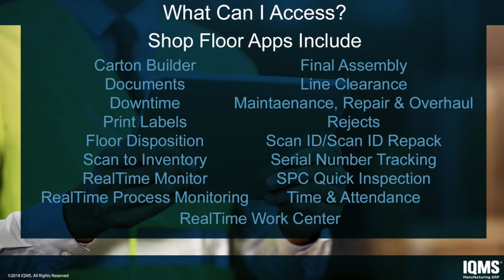Users also have access to 3 different areas regarding IQMS real-time monitoring: real-time production monitoring, real-time process monitoring, and real-time Workcenter. For those requiring assembly apps, users have access to final assembly and line clearance. Maintenance, repair, and overhaul is also an area users will have access to from the mobile applications, as well as rejects, scan ID, serial number tracking, and time and attendance. Lastly, users have access to SPC Quick Inspection.